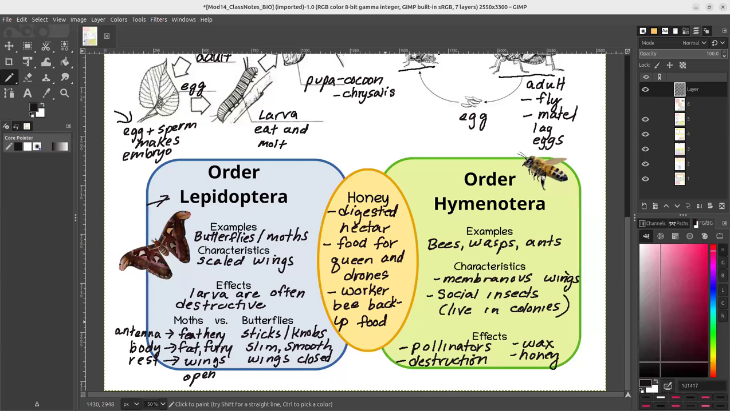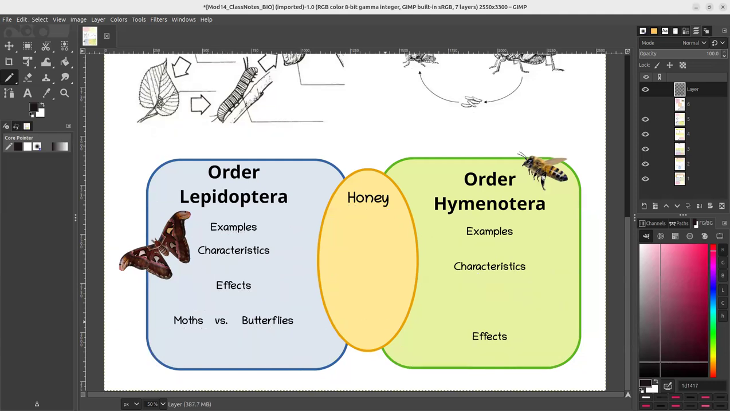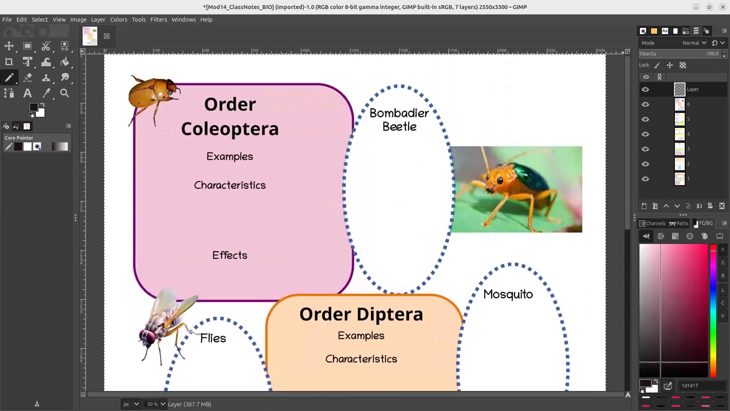Now let's go on and talk about order Coleoptera. Examples of this are the June bug, the stag beetle, the ladybug or lady beetle, and of course, the bombardier beetle, which we'll talk about. Basically, it's all the beetles.